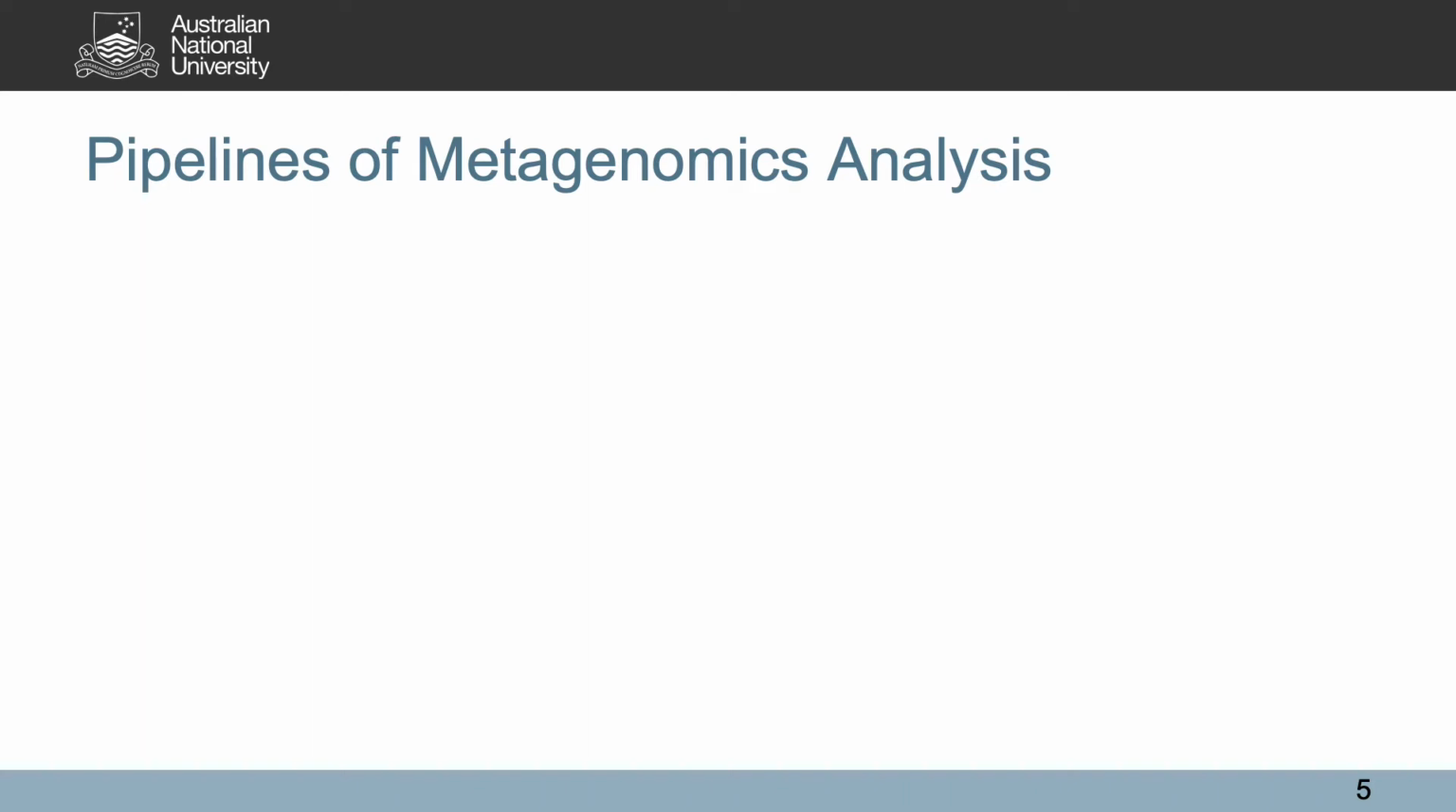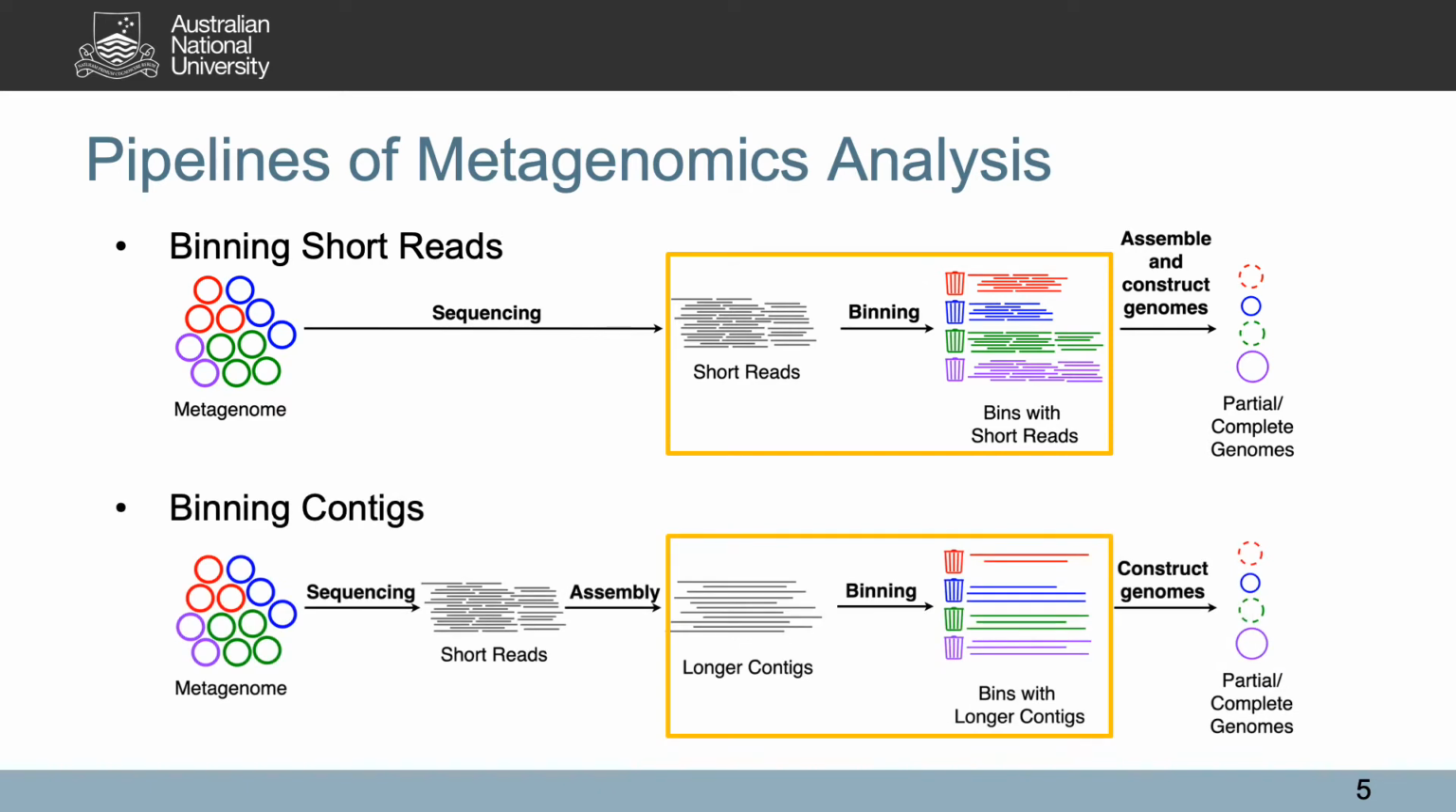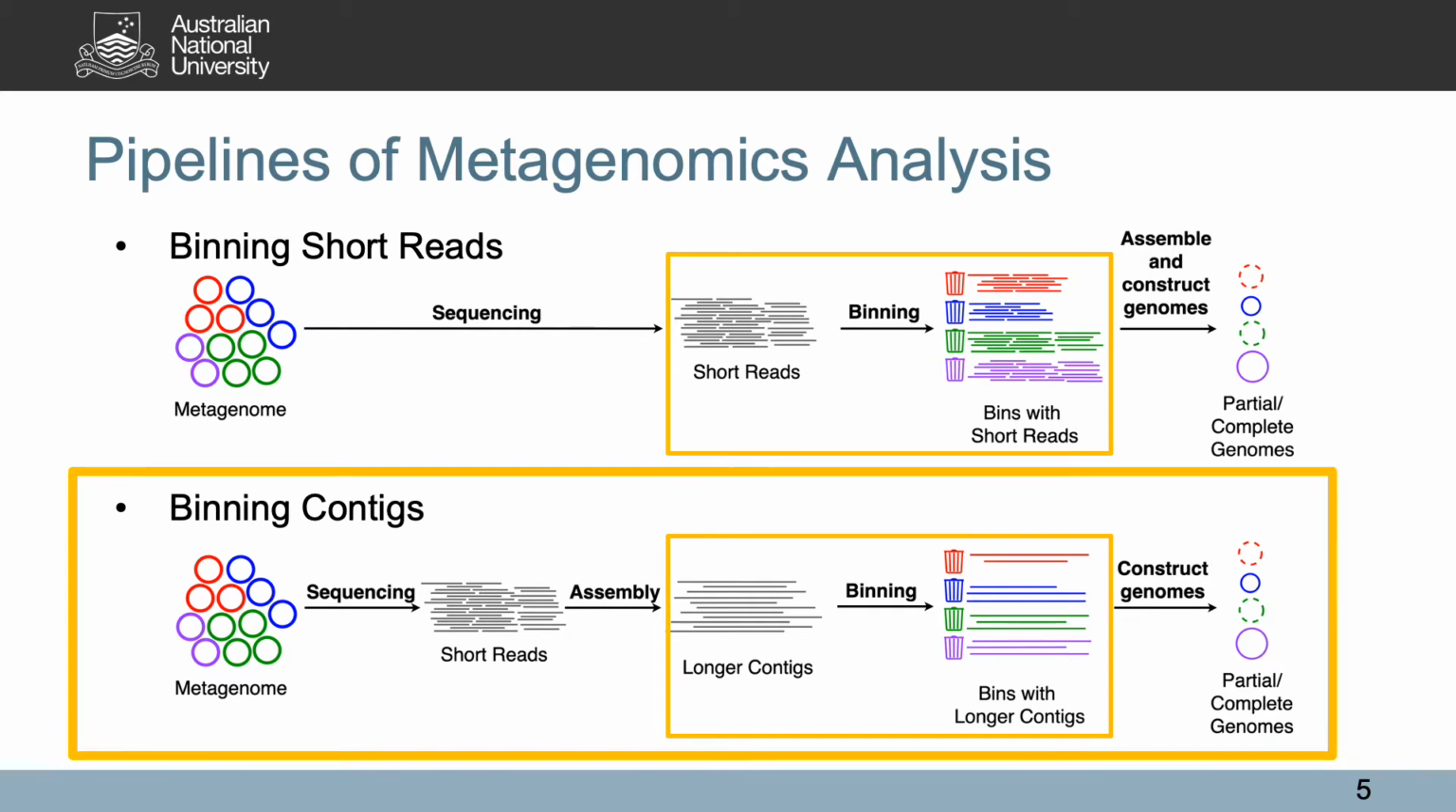There are 2 commonly used pipelines for metagenomics analysis. In the first pipeline, we bin reads and then assemble the reads in each bin separately. In the second pipeline, we first assemble the reads into much longer sequences called contigs and then bin these contigs. Due to the short read lengths of next-generation sequencing data, reads are usually too short to enable accurate binning results. Hence, the typical pipeline followed will be to assemble short reads into longer contigs and then bin these resulting contigs into bins representing different taxonomic groups.